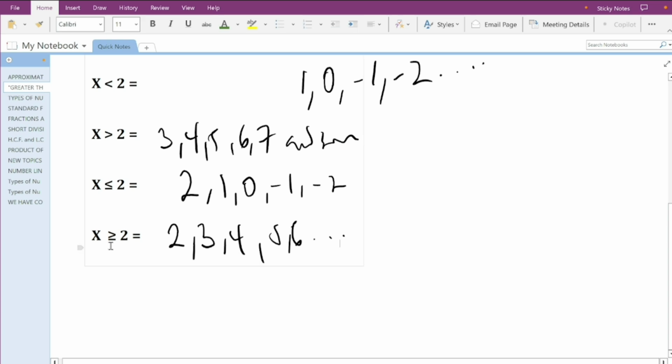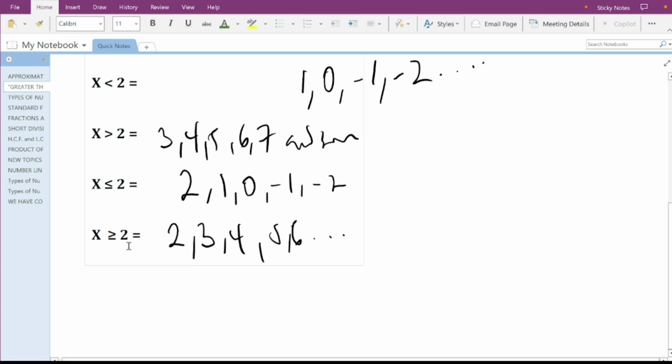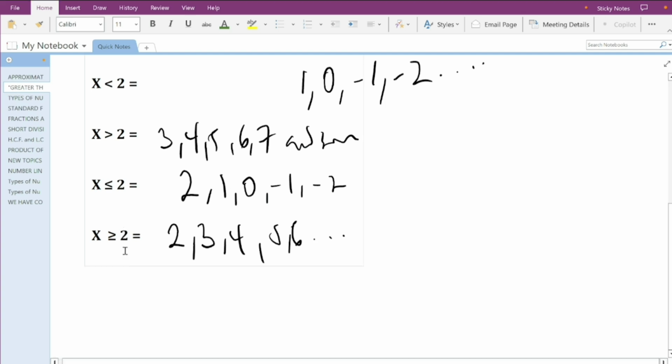So this equals to sign means you have to start from that value given to you on this side. So if this were 3, you start from 3, you include 3. If this were 4, you have to include 4, and so on. So this explains less than, greater than, less than or equals to, greater than or equals to signs in math.